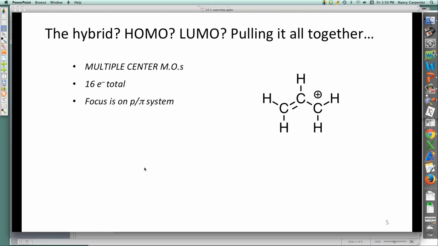But how do we really explain this? How do we understand the molecular orbital picture for some kind of system like this? Well, we rely on the basics that we've already learned. Go back to the basics and recall that when we're looking at molecular orbitals, the number of molecular orbitals has to remain the same as the number of atomic orbitals. So in this system, we're talking about 1, 2, 3 p orbitals. Therefore, we're talking about 3 molecular orbitals. 3 atomic orbitals, 3 molecular orbitals.